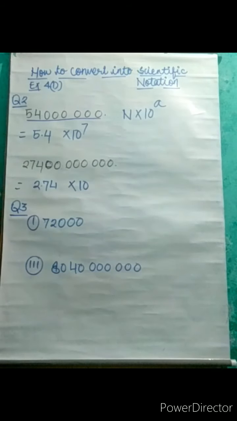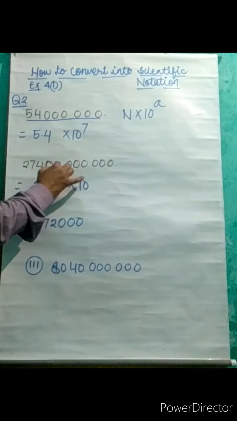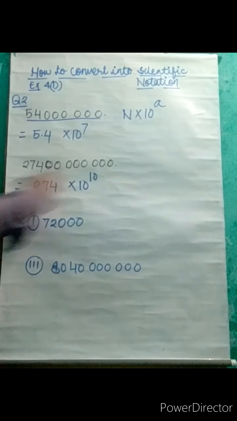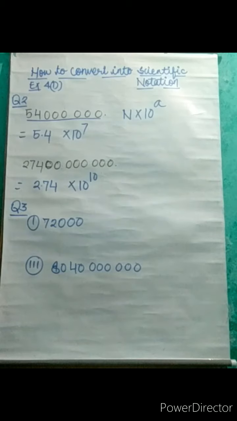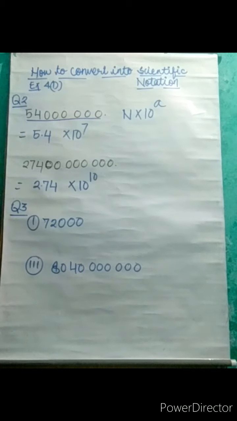2.74. Rest of the zeros you can leave. We shifted one more time. I will count 1 2 3 4 5 6 7 8 9 10, 10 places, and we are shifting the point to the left side, so the power will come plus, and 2.74. You can see n is a whole number, this 2 is a whole number, and the rest is the decimal part.